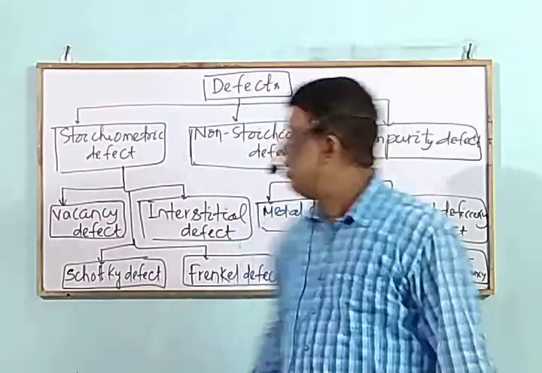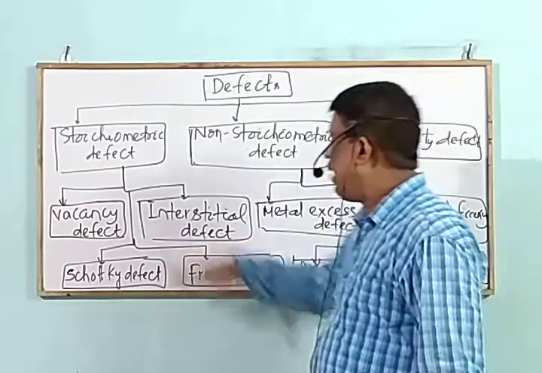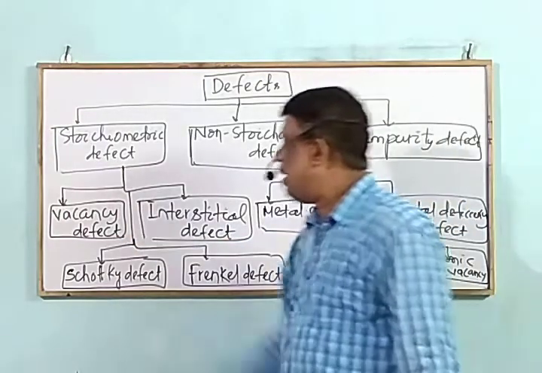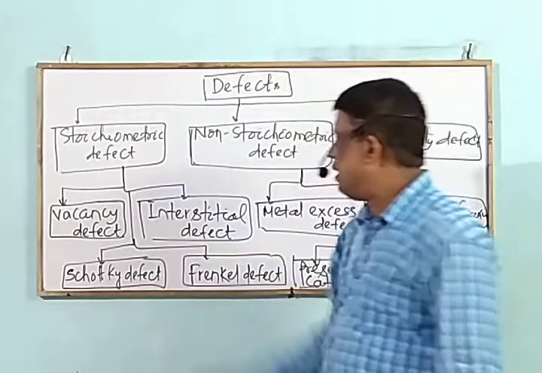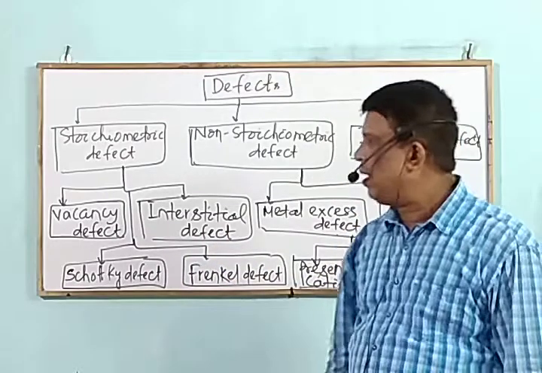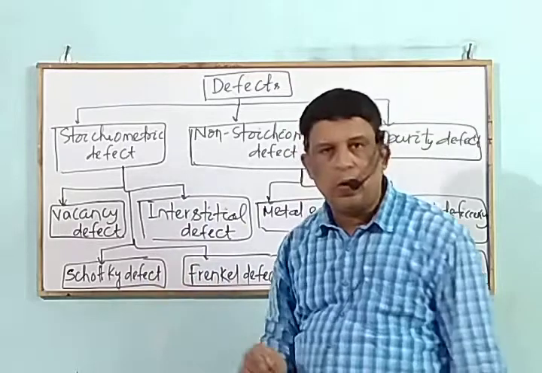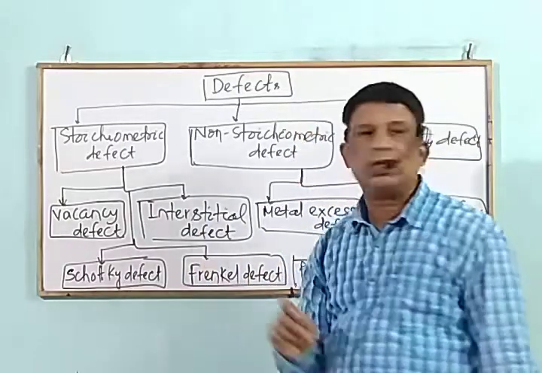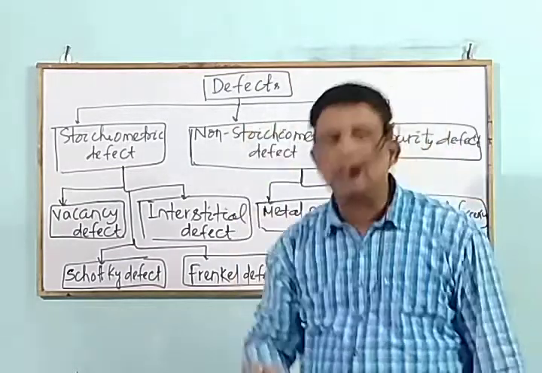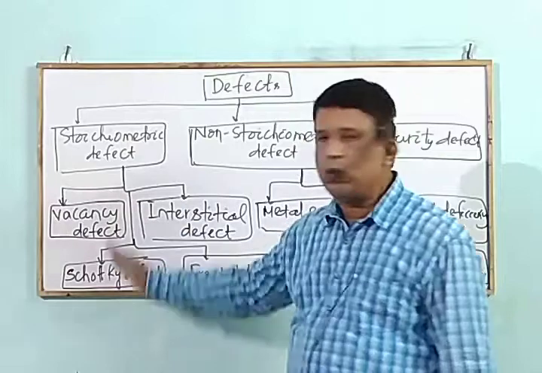I repeat again. This point defect is of three types: stoichiometric defect, non-stoichiometric defect, and impurity defect. In case of non-ionic crystals, the stoichiometric defect is of two types: vacancy defect and interstitial defect. And for ionic solids, it is of two types. Very important from the exam point of view: what do you mean by Schottky defect? What do you mean by Frenkel defect? Or the question is, give a distinction between Schottky defect and Frenkel defect. It is all about the stoichiometric defect.